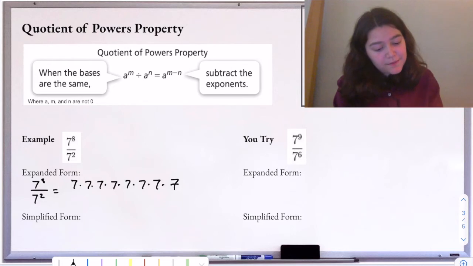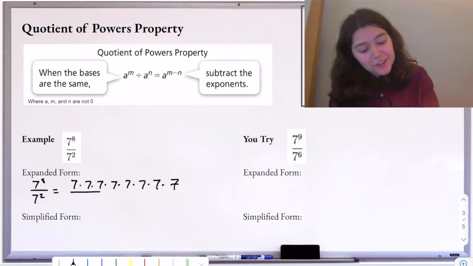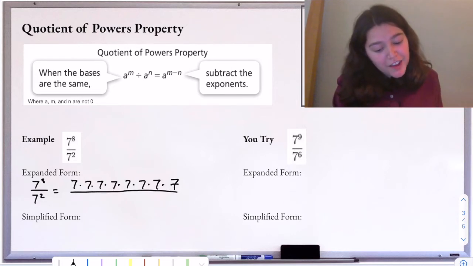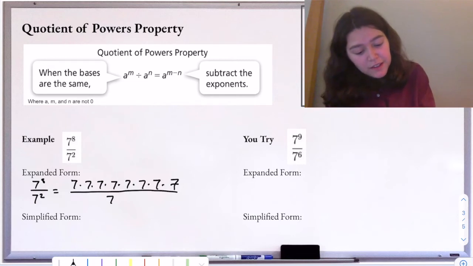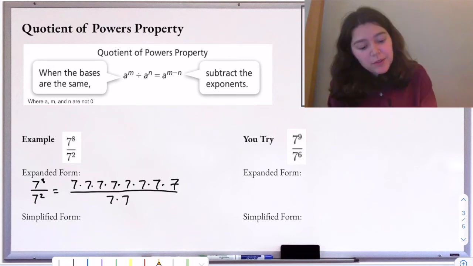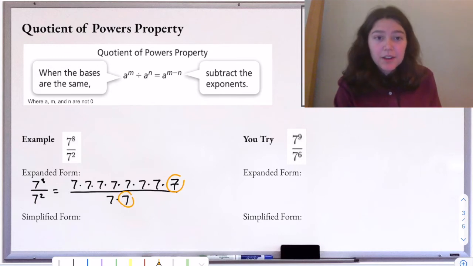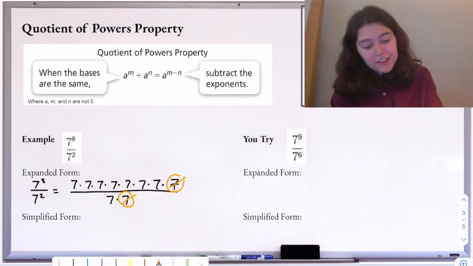Yeah, that's right. I decided to write my last 7 differently. Fascinating. Okay, we have 8 sevens divided by 7 times 7. If we have 7 in our numerator, 7 in the denominator, we just do 7 divided by 7, which is 1, right? So then these 7s cancel away. And then I can do that one more time.